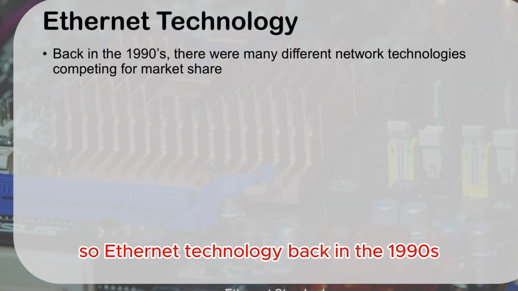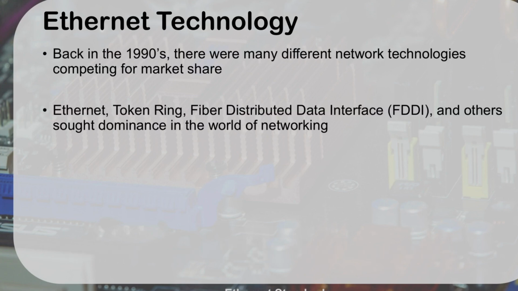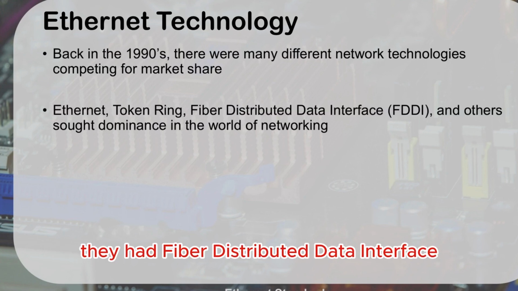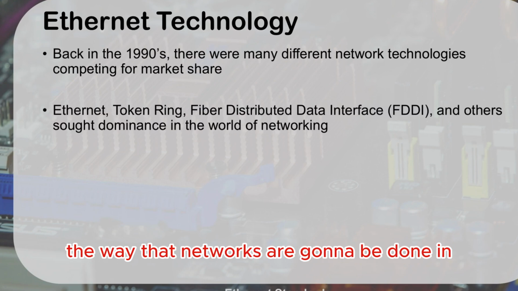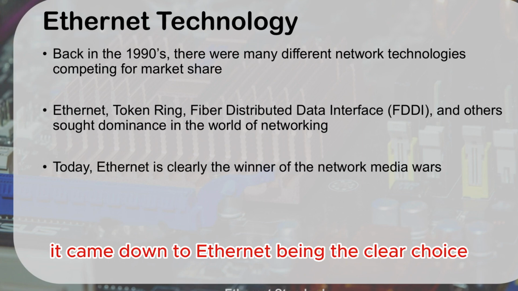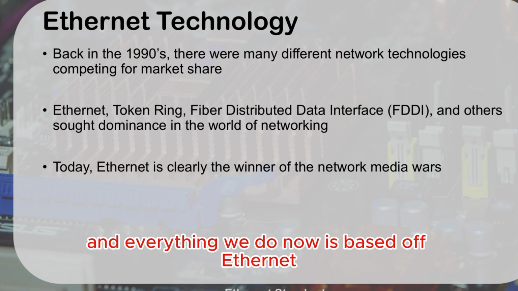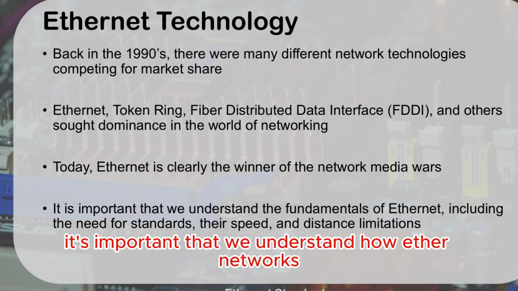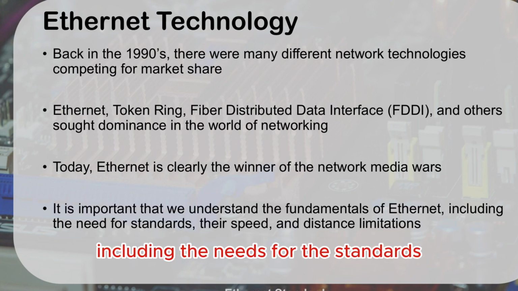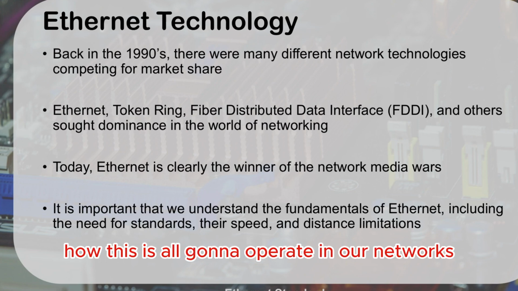Back in the 1990s, there were many different networks out there competing for market share. They had Ethernet, they had Token Ring, they had Fiber Distributed Data Interface, and many others that were fighting to become the way that networks are going to be done in the future. After all was said and done, really, it came down to Ethernet being the clear choice as the winner of these network media wars, and everything we do now is based off Ethernet. It's important that we understand how Ethernet works, including the needs for the standards, the speeds, and the distances, to understand how this is all going to operate in our networks.